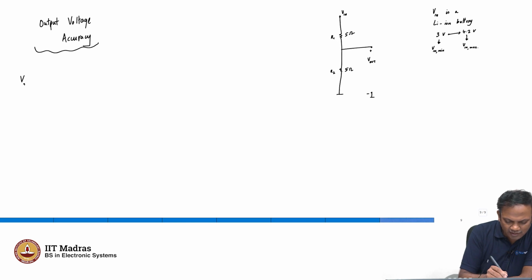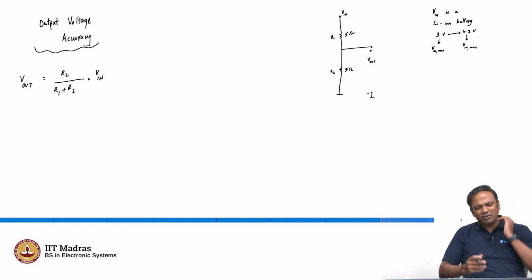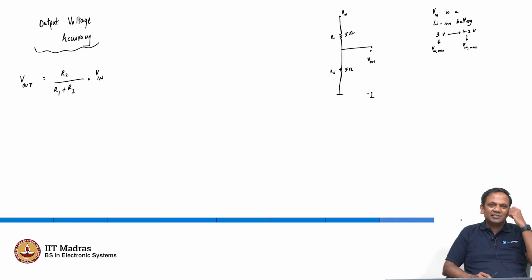So, we know that V out is equal to R2 divided by R1 plus R2 into V in. We already talked about the output voltage range, which is the variation you get in the output voltage when the input voltage is changing. Accuracy is a slightly different thing. The question around accuracy comes from, let us say that the input voltage is not changing.